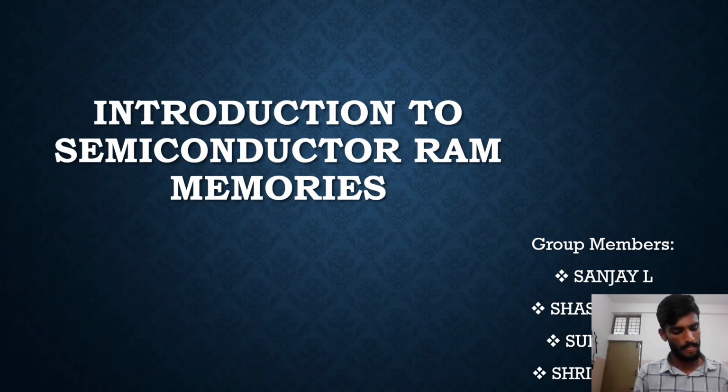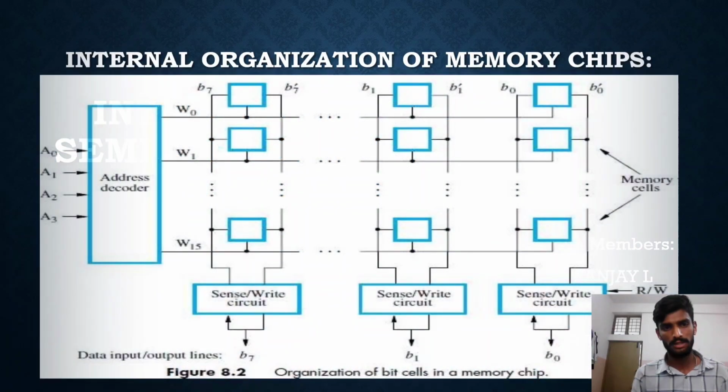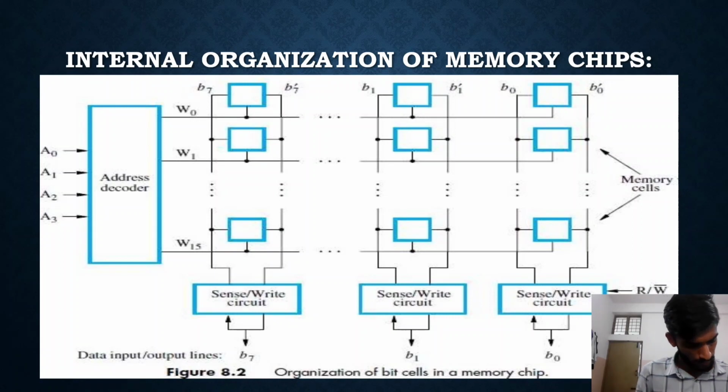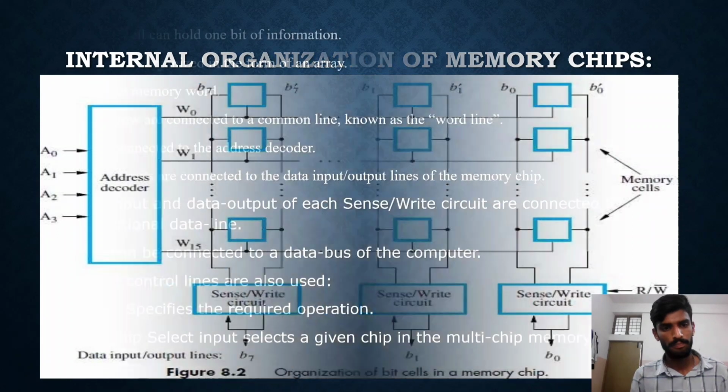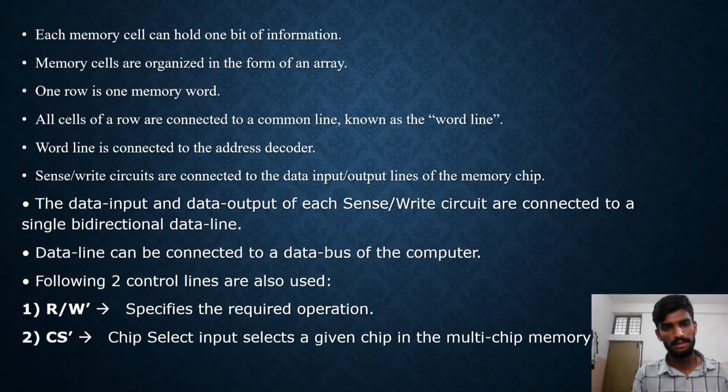Now let us see the internal organization of memory chips. Here you can see the internal organization of memory chips. The memory chip cells are normally organized in the form of an array. Each cell holds one bit of information, and all cells of a row are connected in a common line called a word line. The word line is connected to the address decoder.